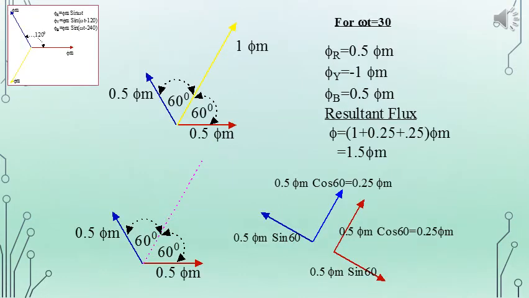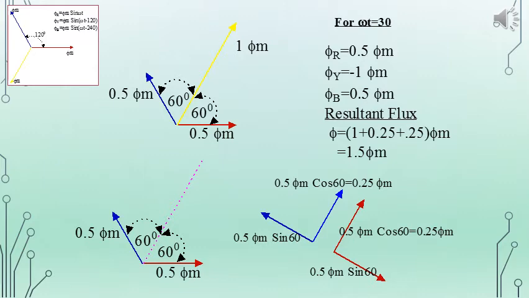For another instant, that is omega t equal to 30, we will consider the three-phase system. Here we will get the magnitudes for phi r, phi y and phi b as phi r equal to 0.5 phi m, phi y equal to minus 1 phi m, phi b equal to 0.5 phi m. And we can see the resultant will have a magnitude of 1.5 phi m. We can note this in the phasor diagram that is given.